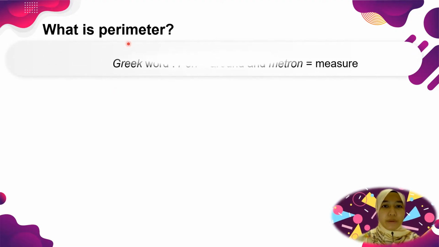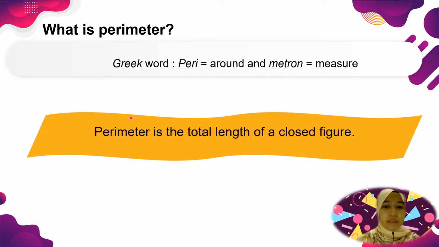The word perimeter has been derived from Greek word peri and metron. Peri means around, while metron means measure. Hence, perimeter is the total length of a closed figure. I repeat, perimeter is the total length of a closed figure.